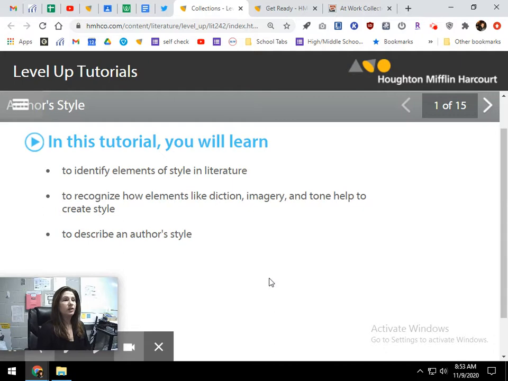So in this tutorial, you're going to learn to identify the elements of style in literature, to recognize how elements like diction, imagery, and tone help to create style, and to describe an author's style. So if you're asked the question, what does author's style mean? You need to be able to answer that. If you're asked, okay, read this and tell me what the author's style is, you're going to need to be able to answer that with things like what the author's diction is like. Is it informal or formal? What is the tone? What kind of syntax does the author use? So all of those are things that you need to learn.